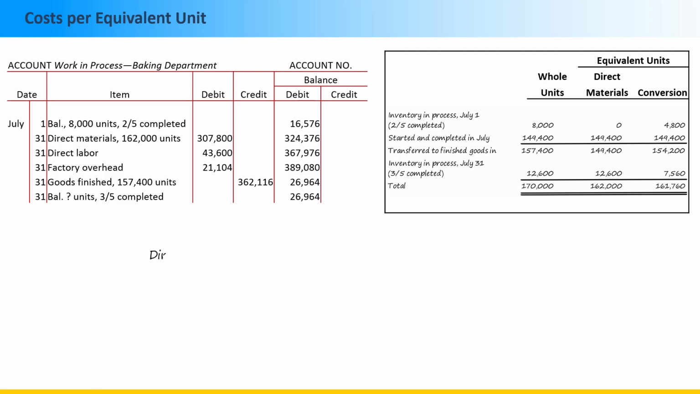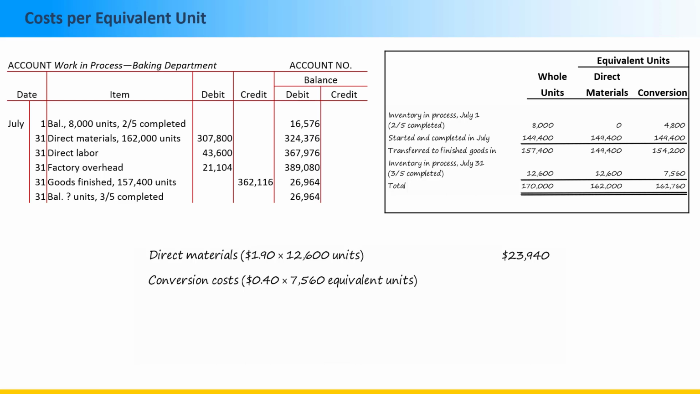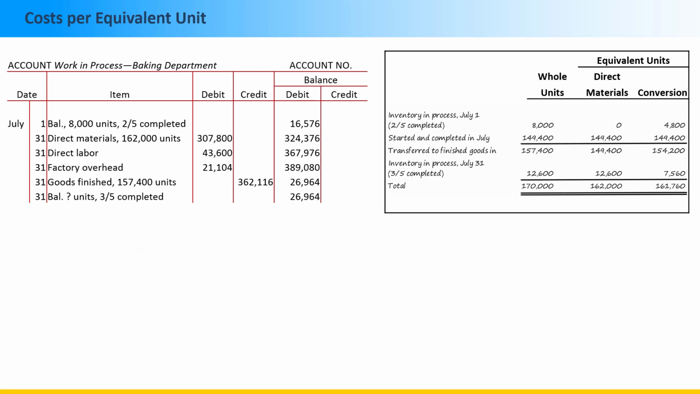Finally, we calculate the cost of ending work in process. This includes direct materials cost incurred for 12,600 units at the rate of $1.90, which equals $23,940, and conversion costs incurred for 7,560 equivalent units at the rate of 40 cents, which equals $3,024. Thus, the total cost of ending work in process is $26,964.